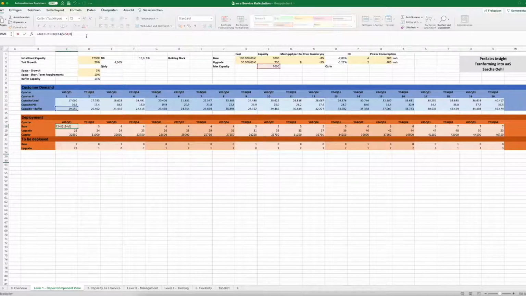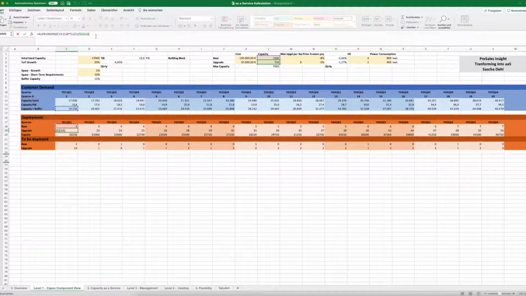And we calculate here how many base units we need. So we divide the capacity that we need by the max capacity and round it up. This gives us the number of base units that we need to fulfill the space requirement. In the next step, we calculate the upgrade blocks that we need.